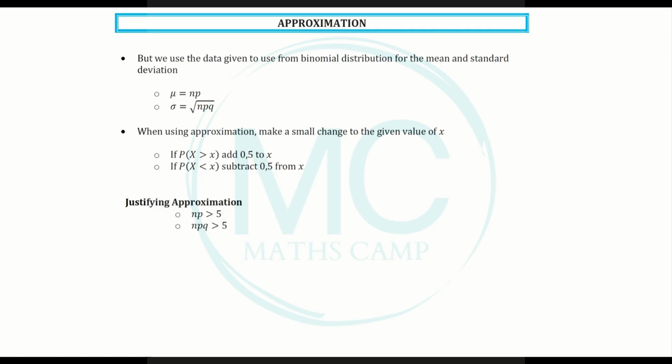In real-life situations, you cannot always use approximation on binomial and normal distribution, but in your exam you can, so don't worry about this. But if you are asked to justify approximation, simply show that NP is greater than 5 and that NPQ is greater than 5. Now let's look at some examples.